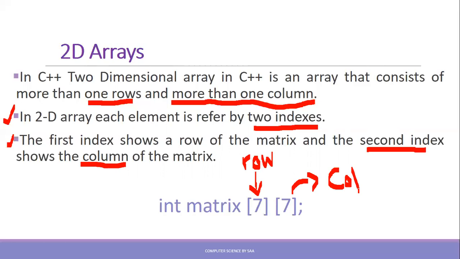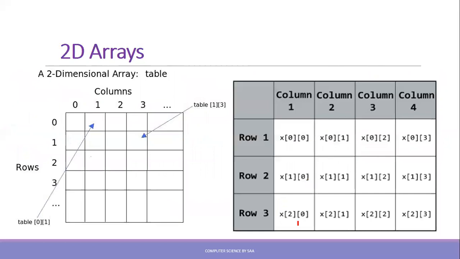Again, two things are the same: we have to mention the data type first, then the name of the array, then within square brackets, first of all we mention the rows that we need, and then in the second square brackets we mention the columns that we require to create the 2D array. This is the diagrammatic representation of 2D arrays so that you can understand it in a much better way.